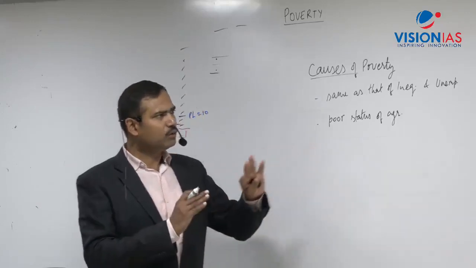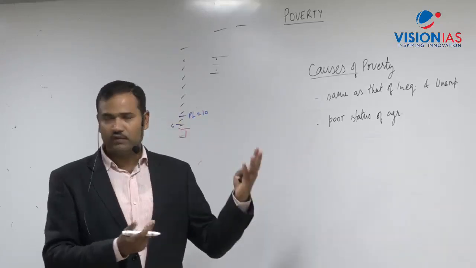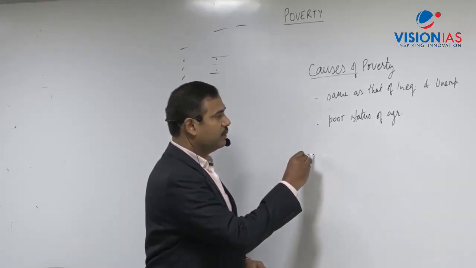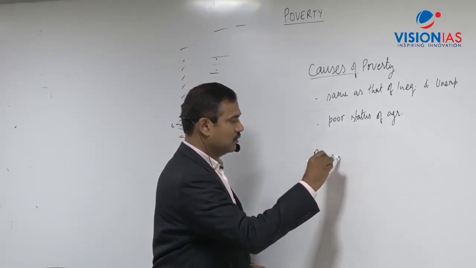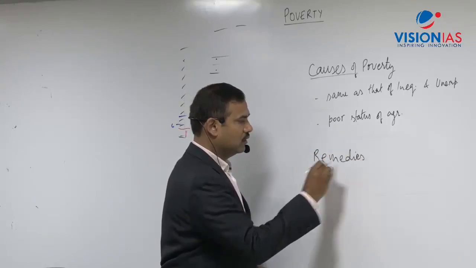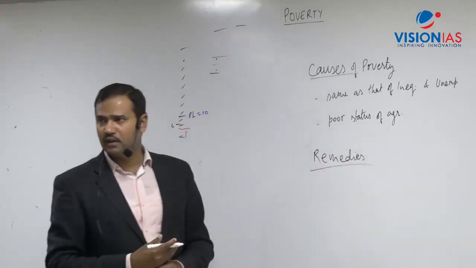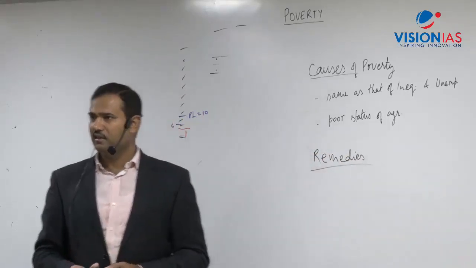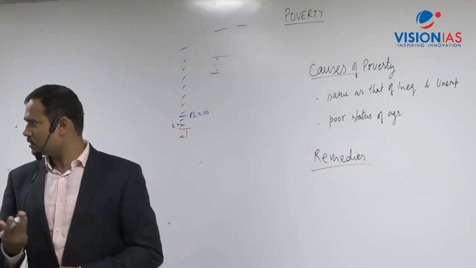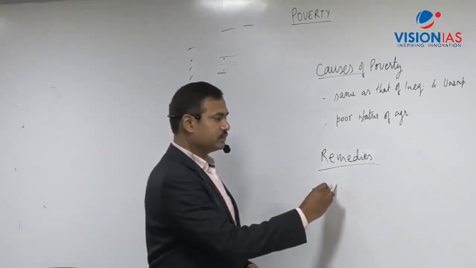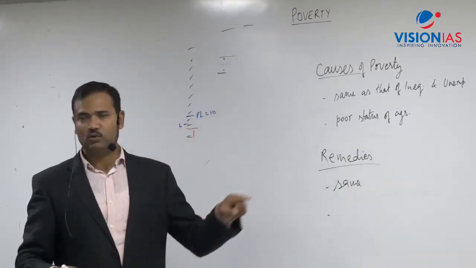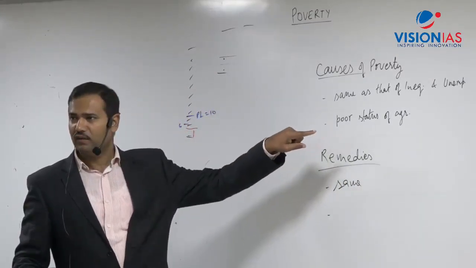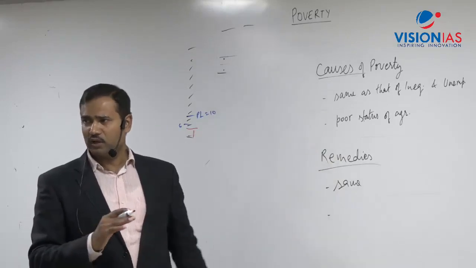Now, I think it is clear that the causes are almost similar to what we have discussed. And now remedies. Remedies or government measures, can we say similar? Yes, almost the same. The only thing we have to add here, because the cause is this, is that we have to take care of agriculture. So agricultural reforms.